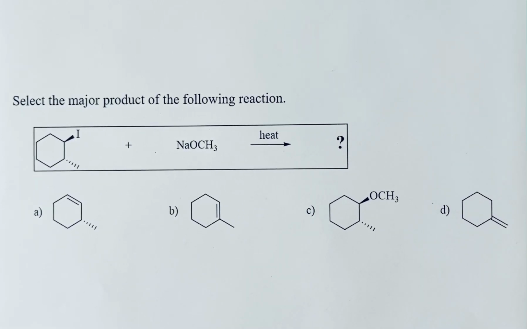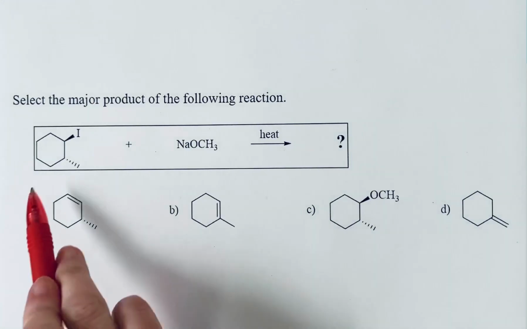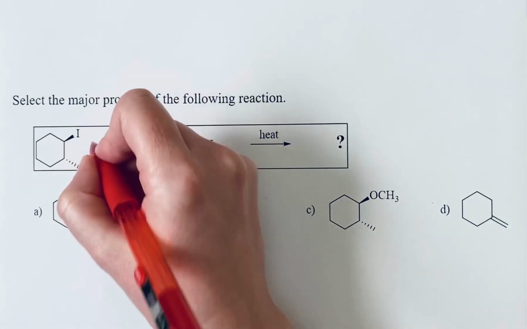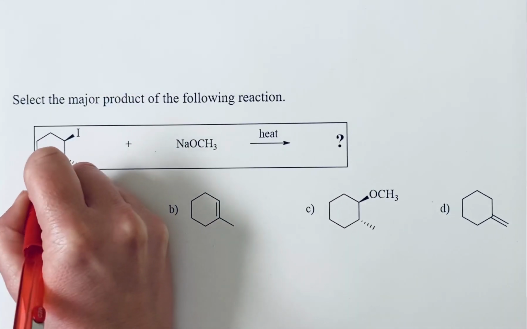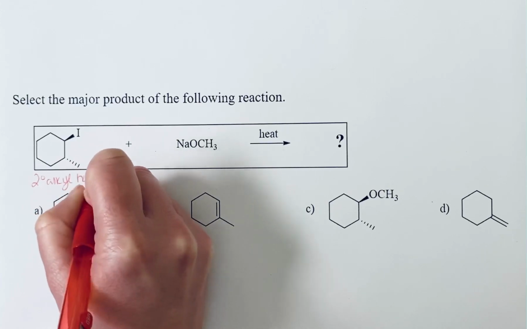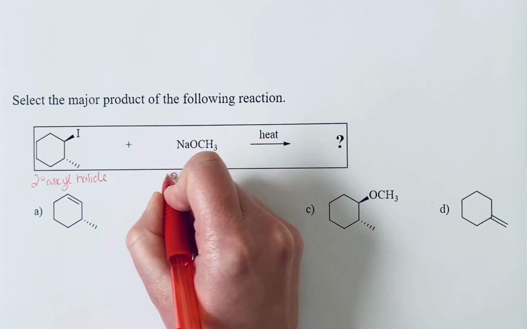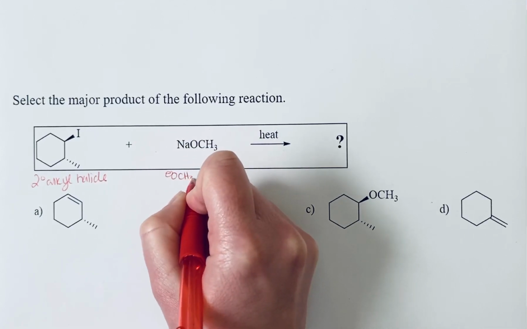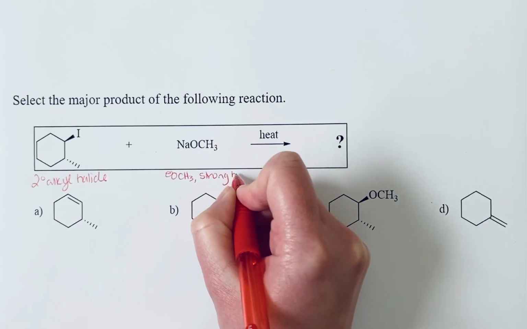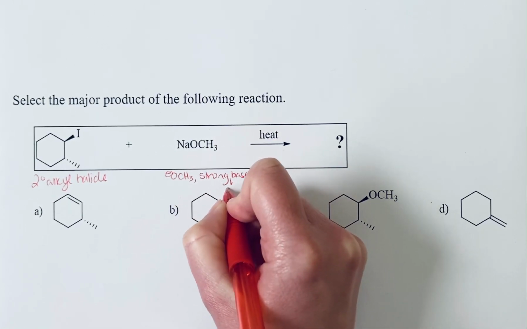Select the major product of the following reaction. And so we want to look at what we are reacting together here in order to determine the reaction pathway. So we have a secondary alkyl halide, and we are reacting this with methoxide, which is a strong small base. Strong base, and it's also a small base.